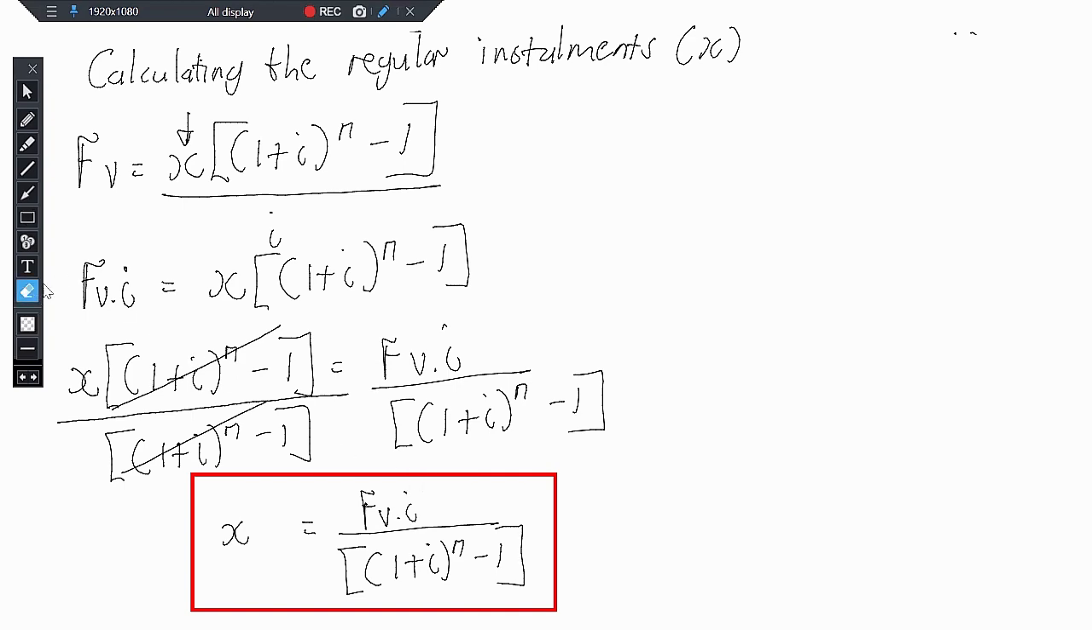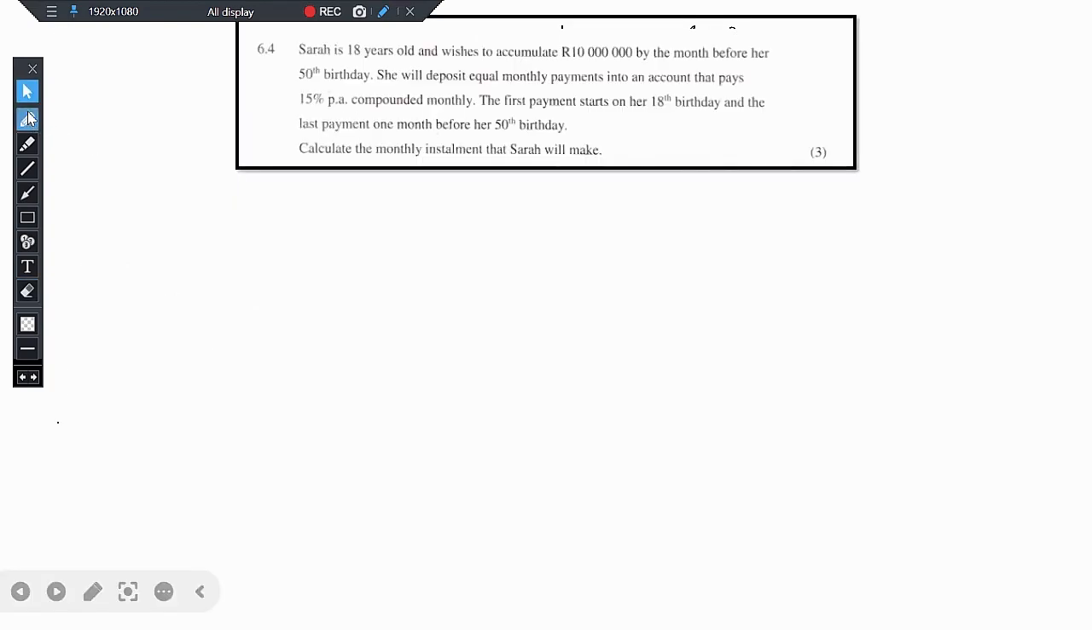Okay, so now let's look at a couple of examples that will assist us in understanding how to use this formula. We have 6.4. It says Sarah is 18 years old and wishes to accumulate 10 million by the month before her 50th birthday. She will deposit equal monthly payments into an account that pays 15% per annum compounded monthly. The first payment starts on her 18th birthday and the last payment 1 month before her 50th birthday in order to make a complete year. Then calculate the monthly installment that Sarah will make.